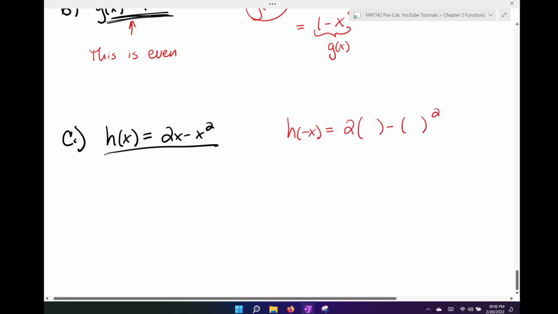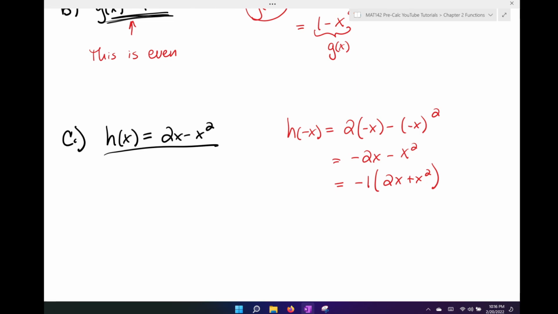All right, so put my parentheses first. Then I make my substitutions. 2 times negative x, well, that's going to be negative 2x. Negative x to the second power, no matter what, is going to be positive, so it remains the same as minus x squared. And then what I could do here is factor out a negative 1. And then when you look at this, it's definitely not even.